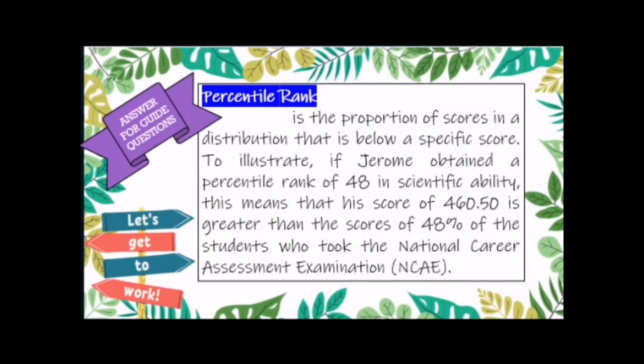Now, let us answer the guided questions. Percentile rank is the proportion of scores in a distribution that is below a specific score. So therefore, to illustrate, if Jerome obtained a percentile rank of 48 in scientific ability, this means that his score of 460.50 is greater than the scores of 48% of the students who took the National Career Assessment Examination.